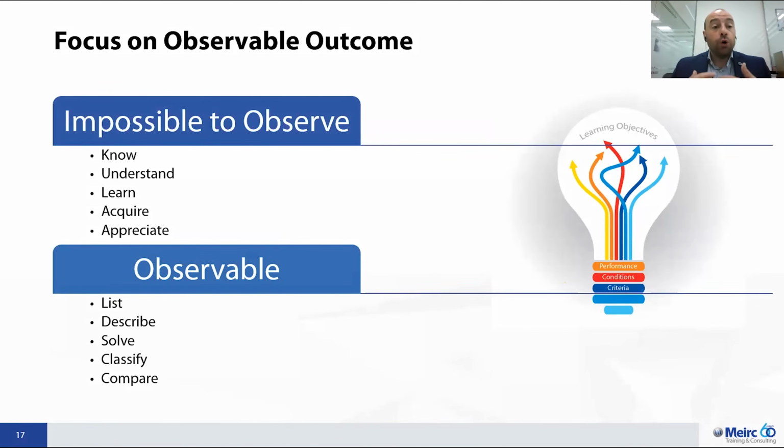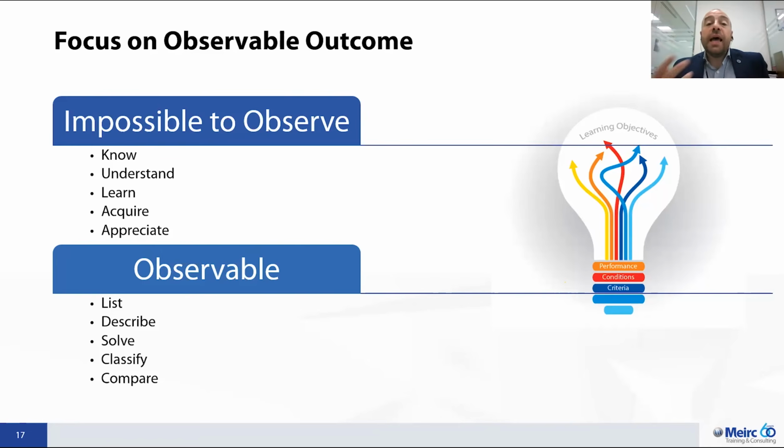As a matter of fact, the verb knowing is not observable. I cannot observe whether someone knows something or not. It's like something written in their mind. How can I tell whether they know or not? And that's a very common mistake. I want them to know how to negotiate, to know how to listen. It's something that we cannot observe and hence is not measurable.